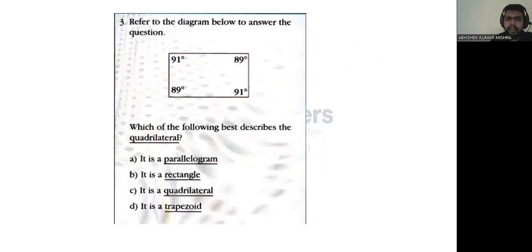What about this one? This one is a parallelogram, because I told you the properties of a parallelogram. The opposite angles are equal. So 91, 91, opposite angles are equal here.